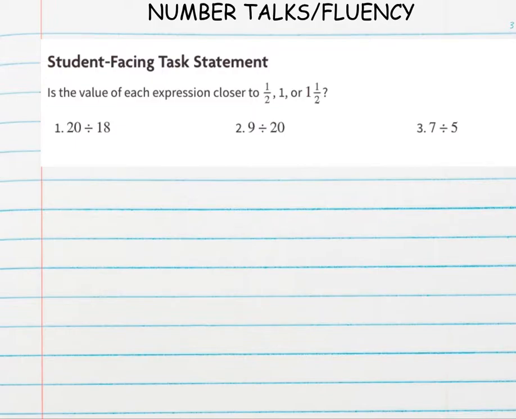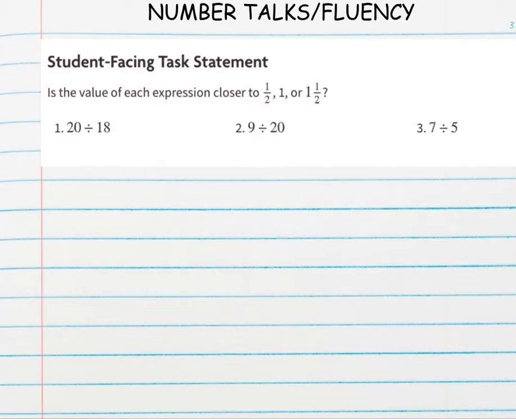So these two numbers, this numerator and denominator, that are pretty close together would equal a quotient that's pretty close to 1. Okay? Number 2, 9 divided by 20. How does 9 as a numerator compare to 20 as a denominator? Well, I know that 9 is half of 18. I also know that 10 is half of 20. So I would have to say this one is pretty close to 1/2.